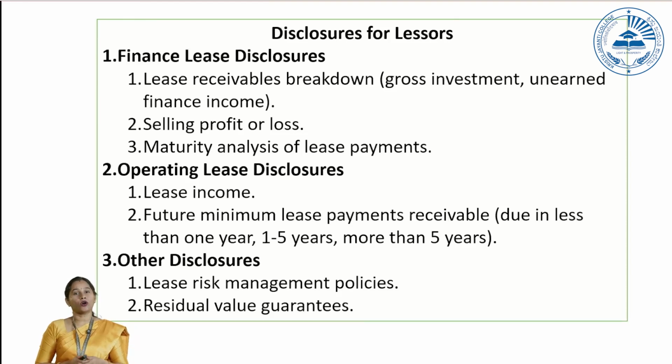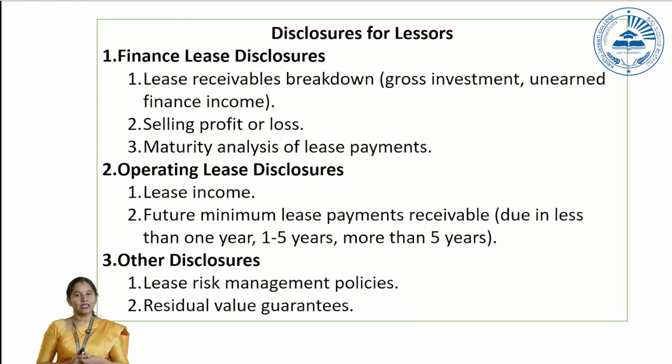The second one is operating lease disclosure. The first one is lease income, because risk is not transferred. If any office is rented, what income has been generated from it has to be shown. Second, future minimum lease payments receivable. They will record how much amount they will receive from the particular parties. And it will also be categorized into three: less than 1 year, 1 to 5 years, and more than 5 years.